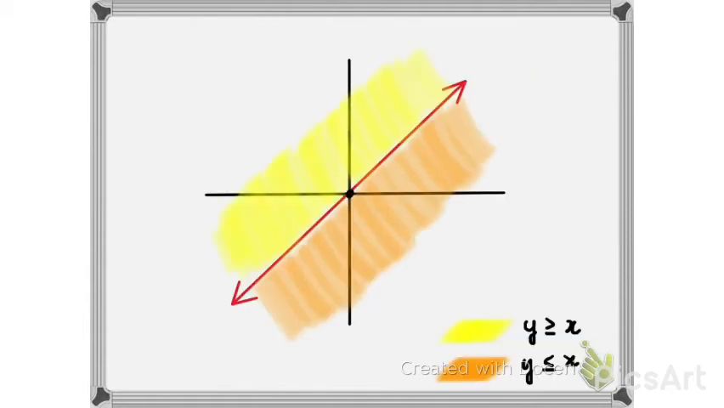Also you need to remember that if there is y greater than or equal to x, it will be on the top side of the line. So here is the red line, it will be towards this side. And if it is y less than or equal to x, it will be below the line, so it will be this side.